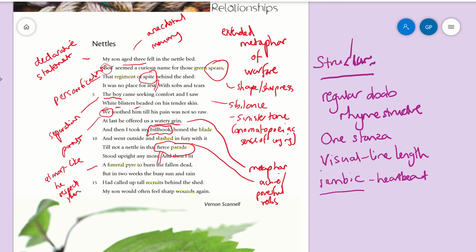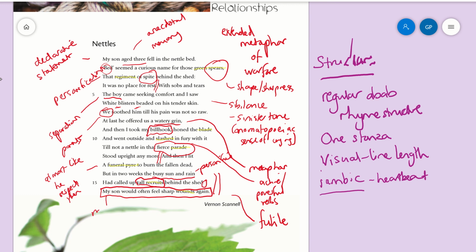And then here's the bit that tells us, in these last three lines really, that the whole thing's been futile, because "in two weeks the busy sun and rain", again personification, "had called up tall recruits behind the shed." It's as if the whole of nature is against his son here. The sun and rain have called up those tall recruits, being new nettles basically growing. And then you get that end-stop line here, really a colon, not a comma or a full stop, a colon, to draw real attention to that last line. And that last line is basically the point of the whole poem.